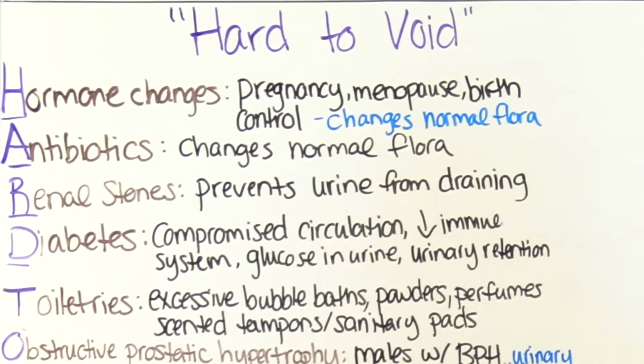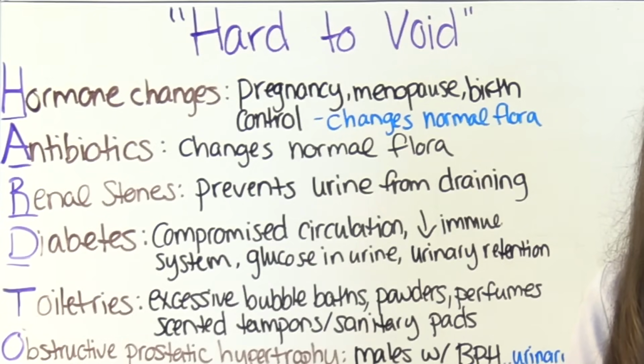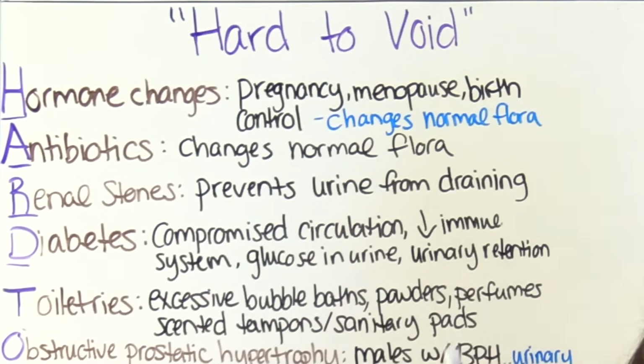D for diabetes. With diabetics, they tend to have compromised circulation. They have decreased immune system response, so bacteria gets in there, they don't attack it as efficiently as they should. If it's not controlled diabetes, they can have glucose in their urine, which is a great environment for bacteria to grow. And they tend to have urinary retention because the nerves aren't working properly to let them know, hey, I need to empty my bladder. Those muscles become weak due to that overextended bladder over time, so they are at risk for infection.